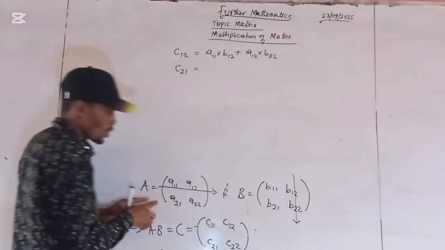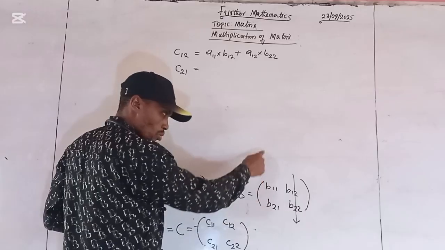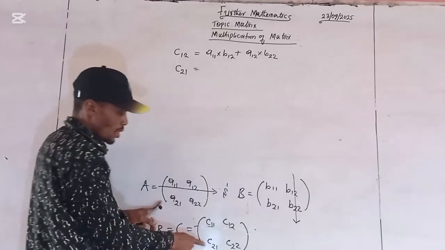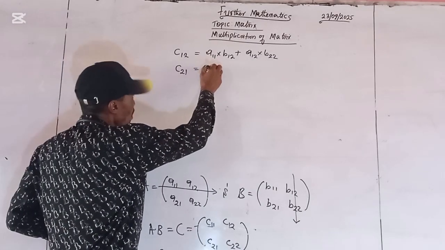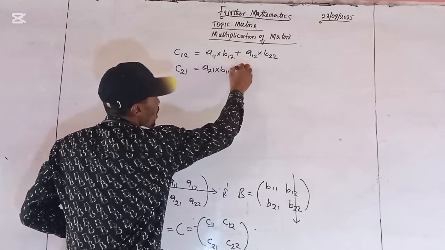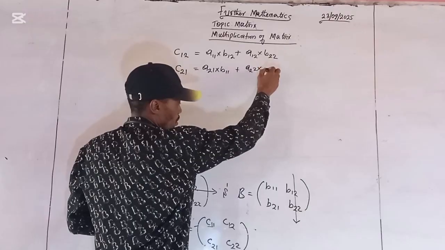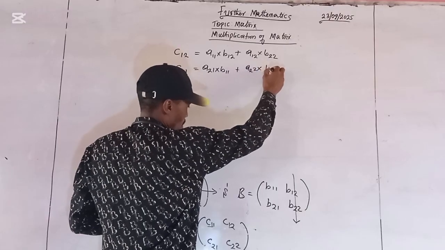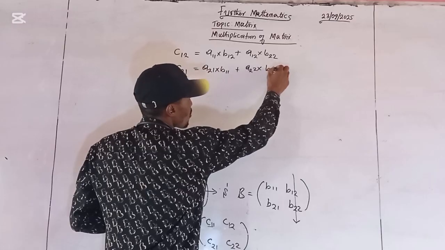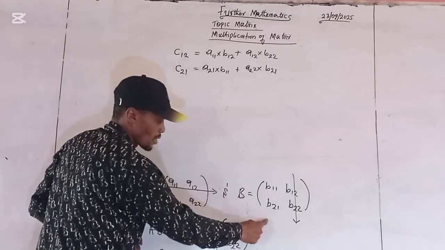So for C21, we are going to use elements in row 2 of matrix A to multiply the elements in column 1. Okay? To multiply the elements in column 1 to establish the elements in C21. So let us go. We have A21 times B11 plus A22 times B21. So we use this to multiply this.